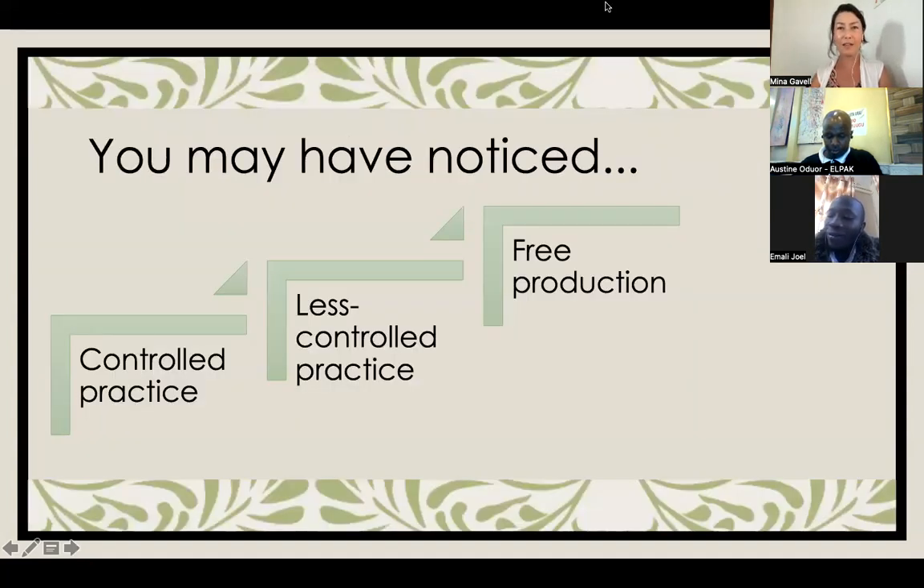So we have the answers, so we don't need to hear from each group. But if anybody wants to share any difficulties or challenges or anything they noticed while they are doing this, please feel free to share.